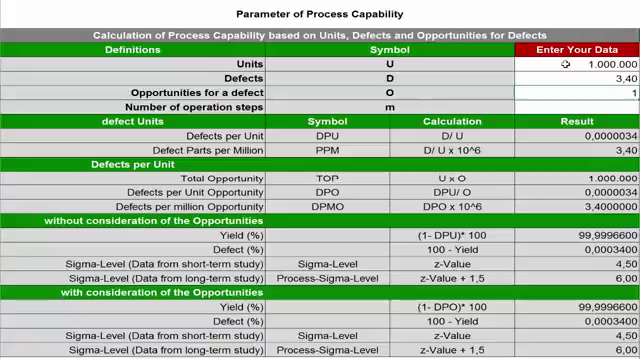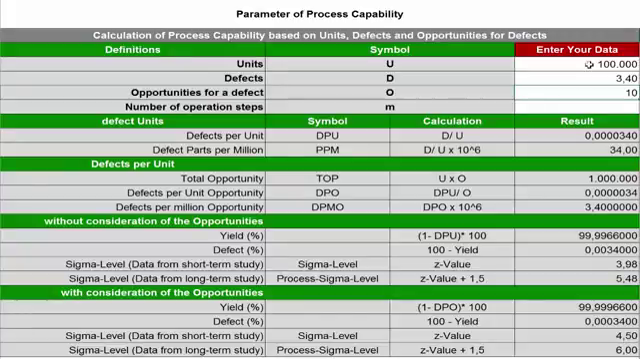If you need to calculate the sigma level for complex products with several different opportunities for a defect, then the index defects per million opportunities is appropriate. If you, for example, assume 100,000 units with 3.4 defects and 10 opportunities for a defect, then you will get the same results as calculated before. Every opportunity is treated as a unit, and the total number of opportunities results from the number of units times the number of opportunities.